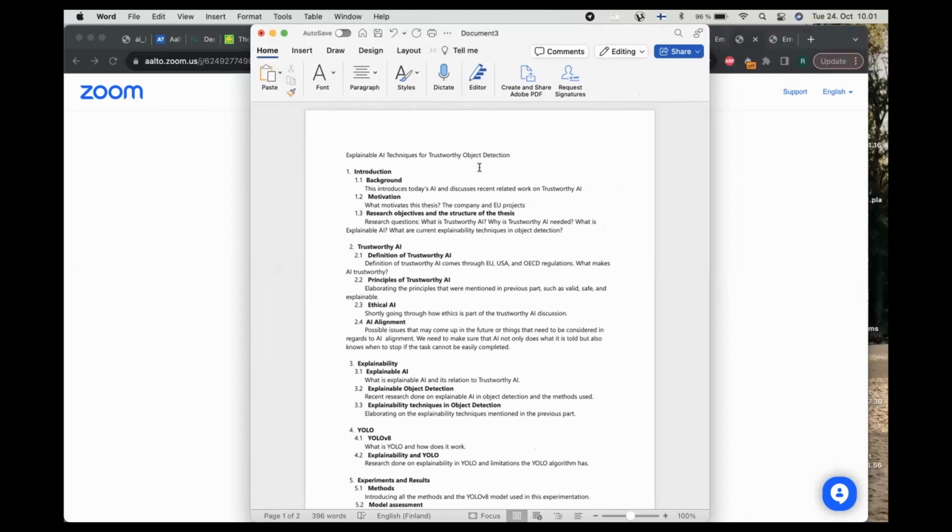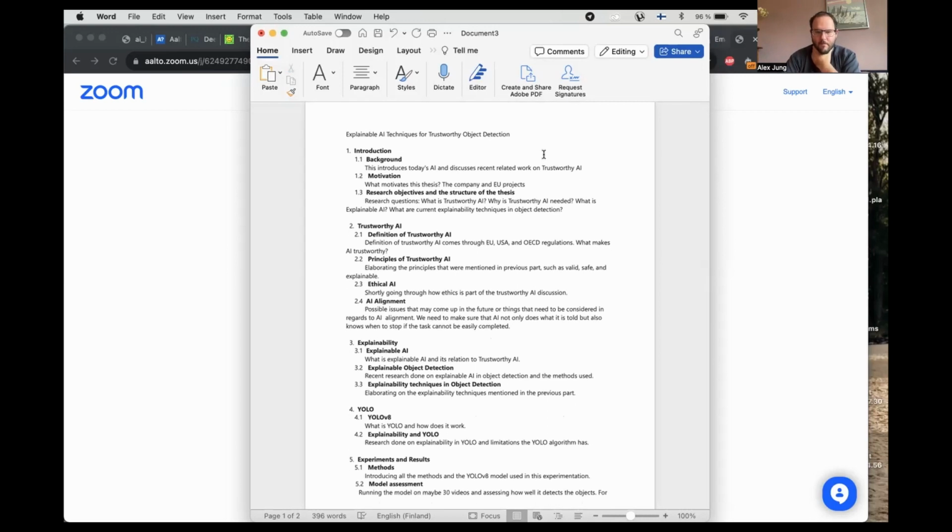Okay, so this is the backbone of the thesis, and I've added some comments under every subtitle so that it would make it clearer what it is about. It starts with an introduction and the background. I was thinking about introducing the recent related work on trustworthy AI in this part, but I think it's also possible to move it to the second chapter. Then the motivation, about why this thesis is done because of the company and the EU projects that are involved. And of course, some research questions and the structure of the thesis.